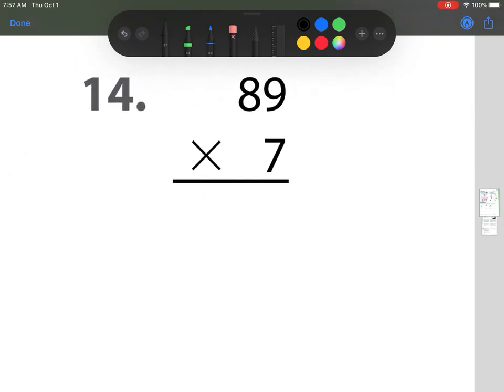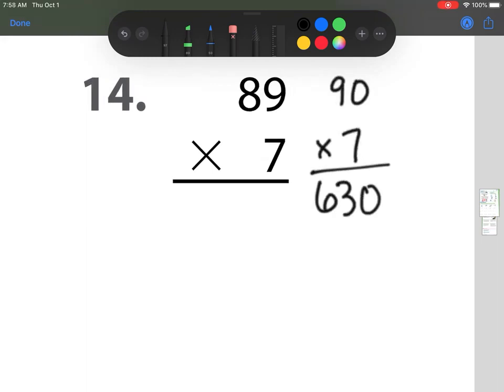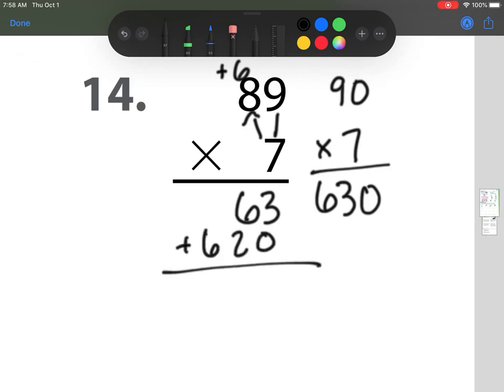Our next one, we'll use our standard algorithm. This is close to 90 times 7, so my answer should be close to 630. 9 times 7 is 63, with that's 6 regrouped. 7 times 8 is 56, plus 6 is 62. So I'm in my 10, oops, I forgot which, I guess I'm doing partial products. It's 62, I couldn't remember which one that is that I was doing. So 683. So now let's check. Is that close? Yes.